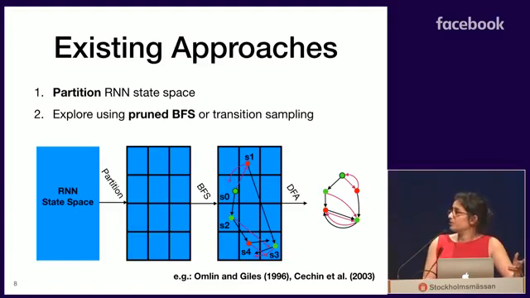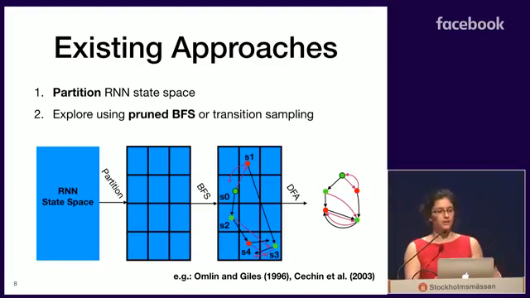Now, we're not the first people to try and do this. Omlin and Giles in 1996, for instance, suggested simply partitioning the state space of the recurrent neural networks by dividing every single dimension into equal intervals and treating these intervals as equivalent, and then simply mapping the states that are visited there in a sort of pruned BFS. So whenever you visit a partition that you have already seen, then you don't continue to explore it, and then you get a sort of finite state machine in this way. And there have been all kinds of works that mostly differ in the different ways that they create this partitioning. Just another example is Cechin et al. in 2003, which I think used k-means, but there are all kinds of things.